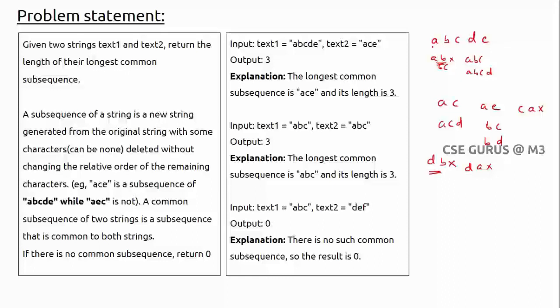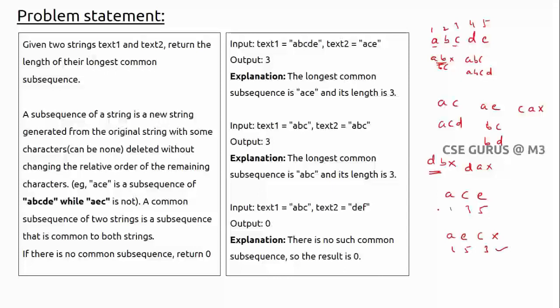Relative order means the positions should be in increasing order. Let us suppose A, C, E is a subsequence, with positions 1, 2, 3, 4, 5. So the increasing order is 1, 3, 5. But what if I say AEC? That is 1, 5, 3. It's not an increasing sequence, right? So I cannot say it's a subsequence. Hope you did get this one.